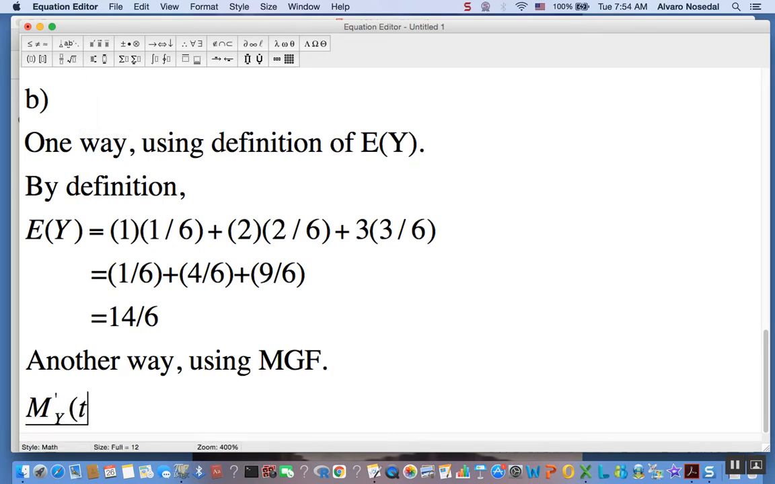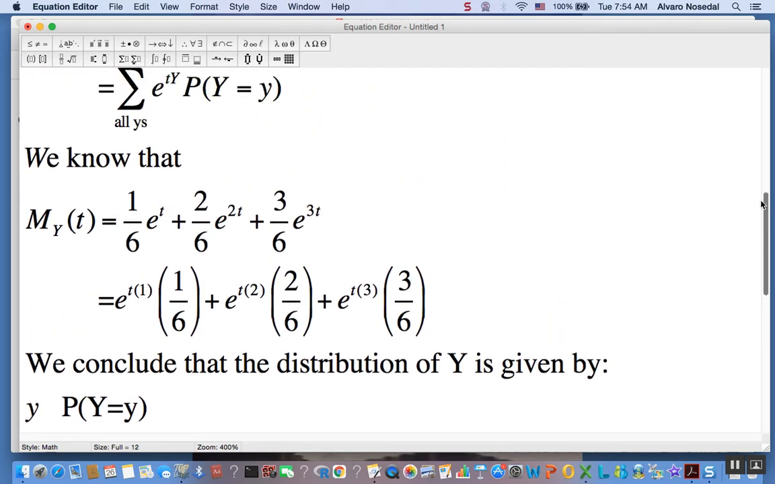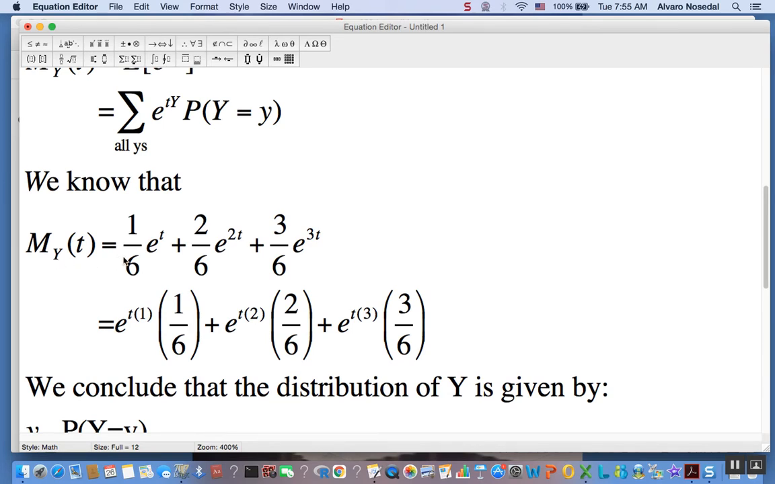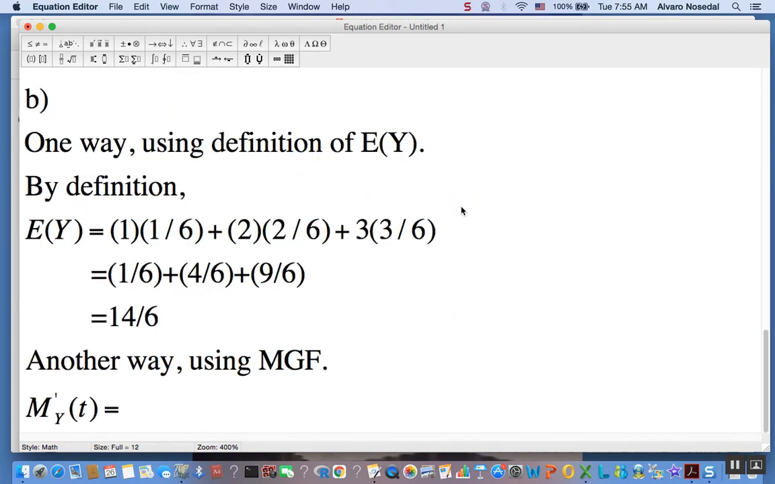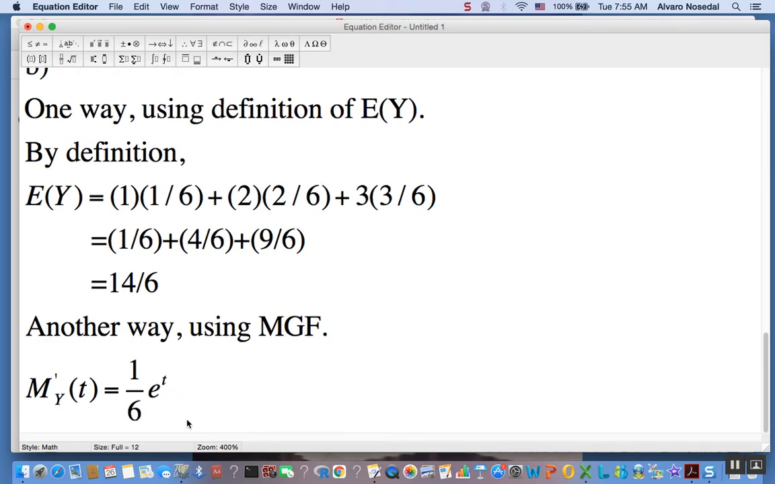Okay, so as I was saying, let's find the first derivative of M with respect to t, right? Let me remind you what it looks like. So the MGF is this guy, right? So we have 1 over 6 times e^t, so it would be 1 over 6 e^t. That would be the derivative, right? We have the derivative of a sum, that's the sum of derivatives, right?